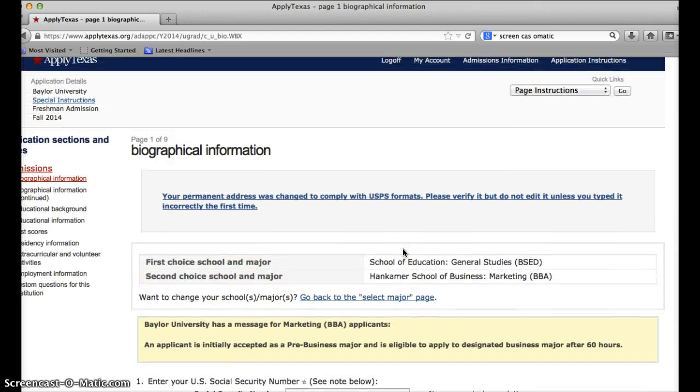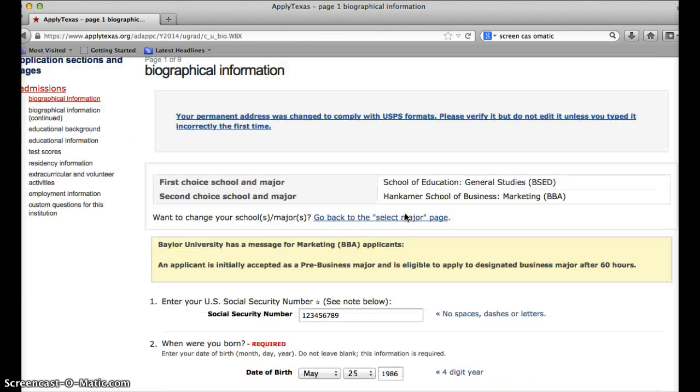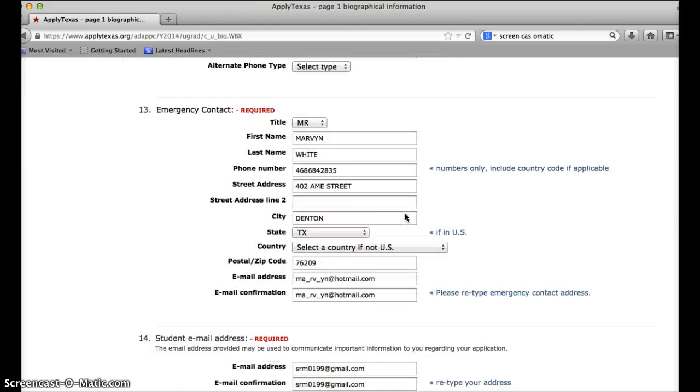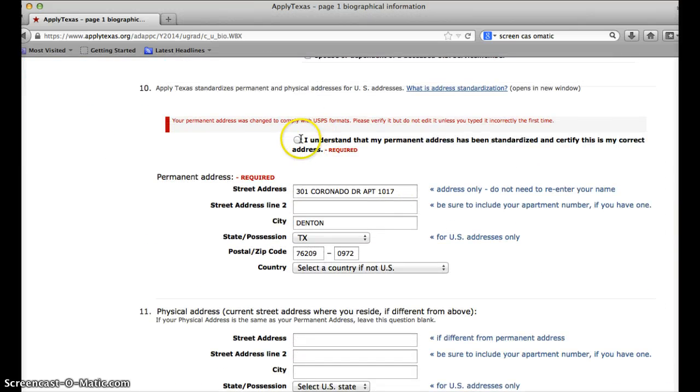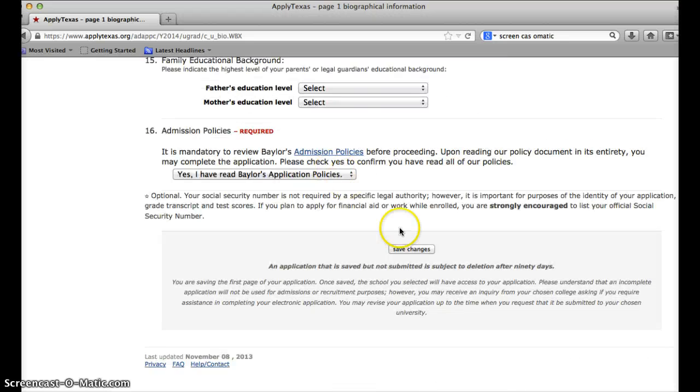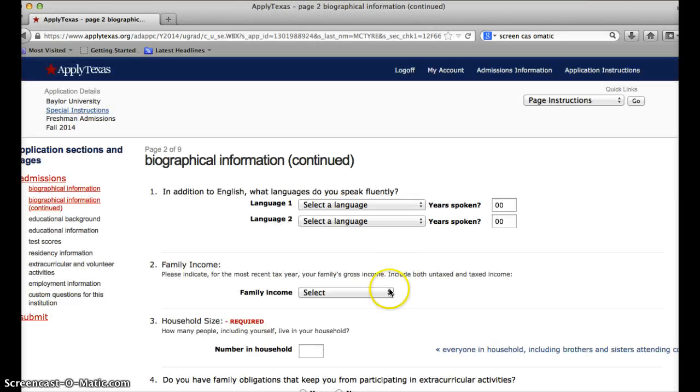And as you see, if you do not answer something correctly, it will give you an error message at the top of the screen. And this message just tells me that it changed my address to comply with the USPS formats, United States Postal Services. So I'm going to go there and acknowledge and understand that and save changes.